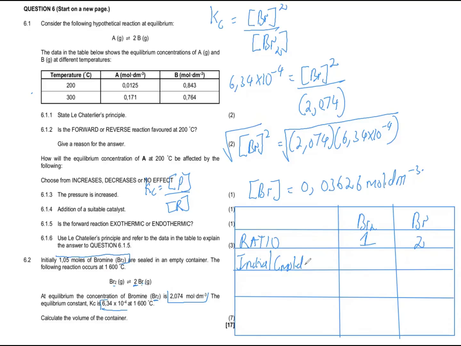Mole per dm cube. So I'll just have it in concentration. Initial concentration. Note that we are being told that at equilibrium, the concentration of bromine was 2.074. So we have initial, we have change in mole per dm cube, and then we have equilibrium concentration again in mole per dm cube. So we were already told 2.074 right here. And then we calculated this one, which we're going to put here.